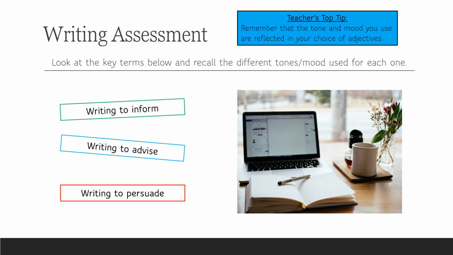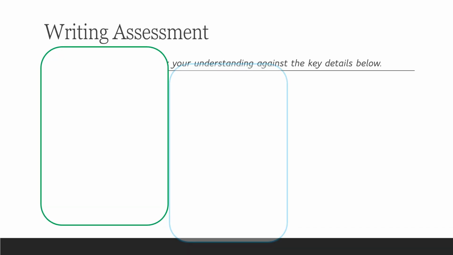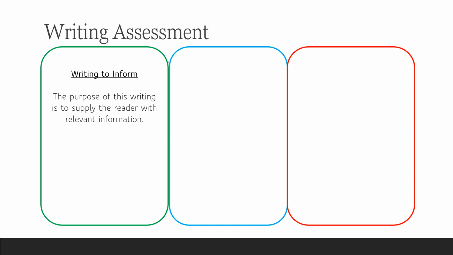Okay, so there are very, very important things to know when you're thinking about the writing assessment. Class feedback: check your understanding against the key details below. So we've got the same three key elements that we were looking at a moment ago. The first one we're going to think about is writing to inform. If you're asked to write to inform, you need to be aware that the purpose of this writing is to supply the reader with relevant information.